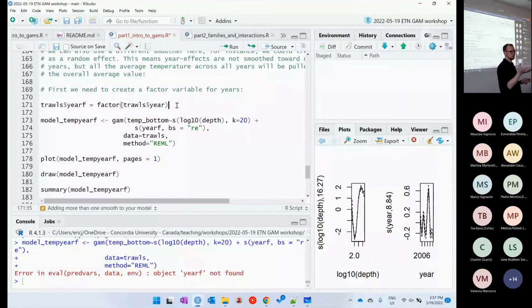With LME4, for instance, if you tell it inside of your random effect term, oh, ID equals this, and it happens to be numeric, LME4 will just happily convert that to a factor for you. With MGCD, you have to do it explicitly. So that's all I'm doing here, just turning year into a discrete factor.